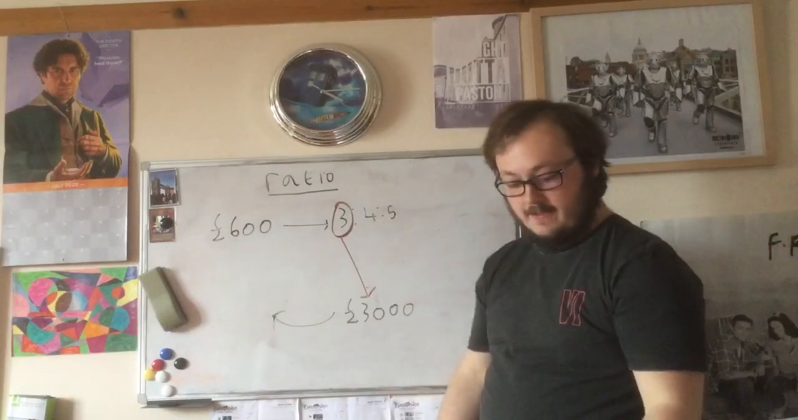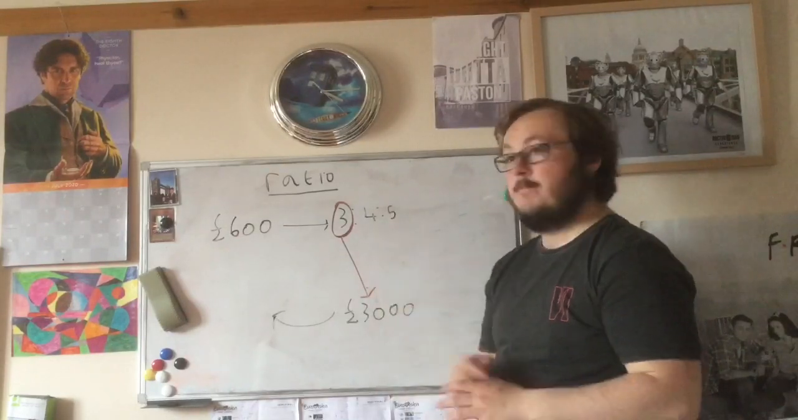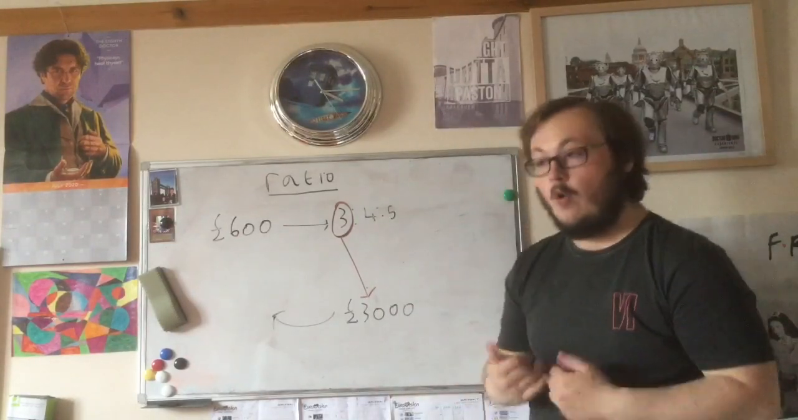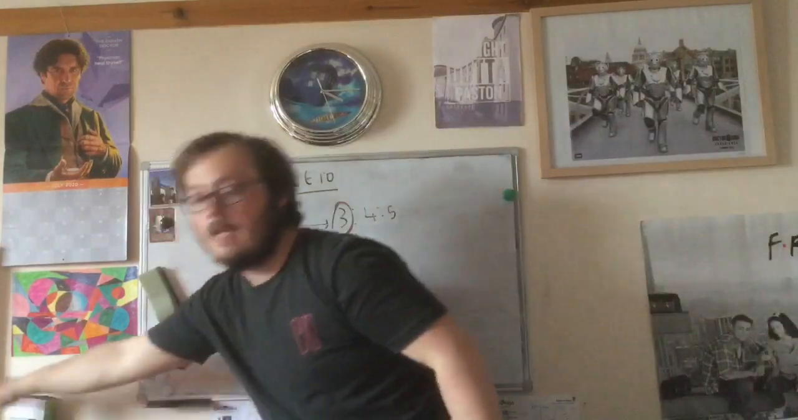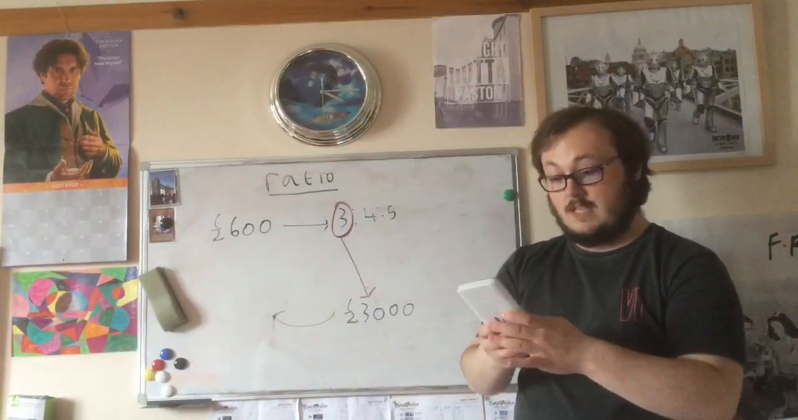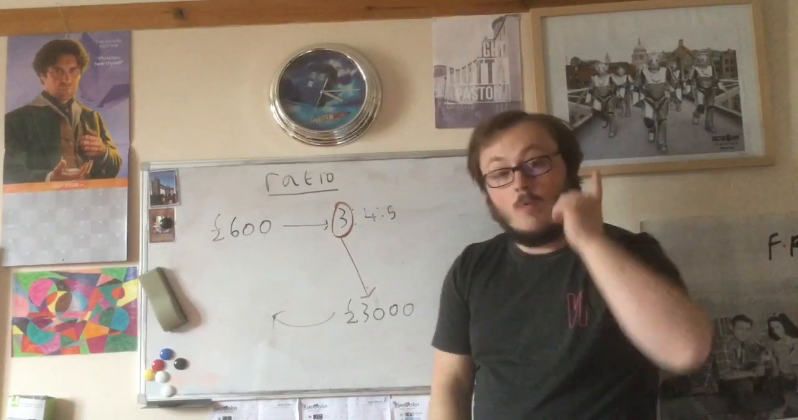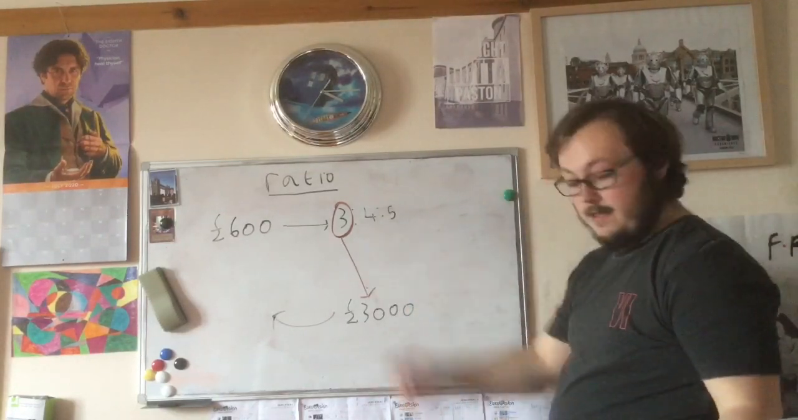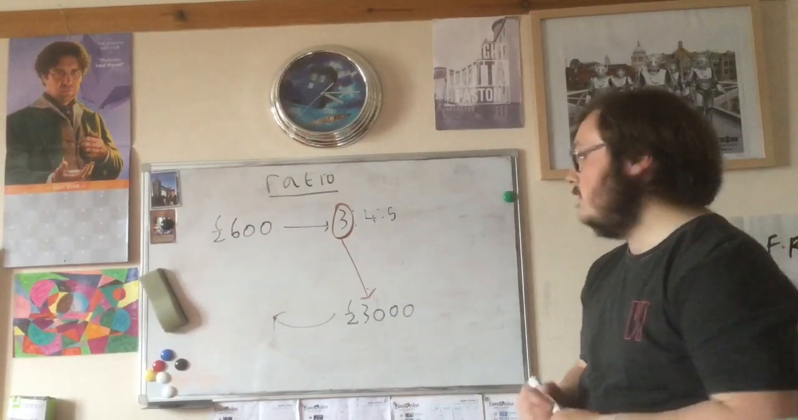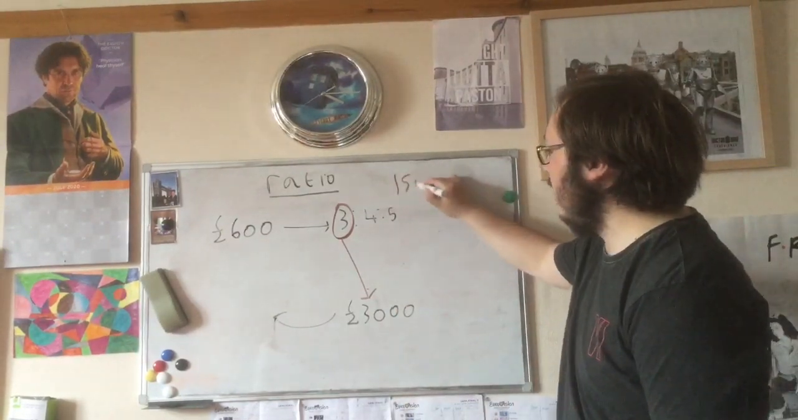So £600 into 3 to 4 to 5, we add those parts together. 3 add 4 becomes 7, add 5 becomes 12. So we do 600 divided by 12, which gets us 50. So now that we know what one part is worth, the first part is 3 parts, so we do 50 times 3, which gets us £150.